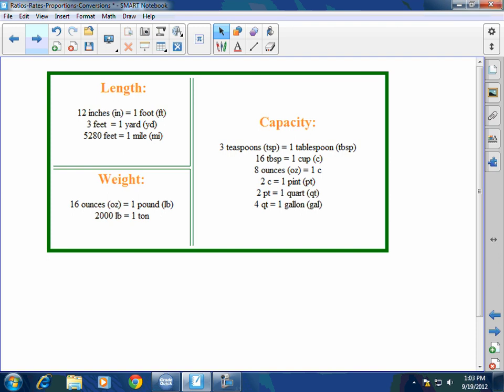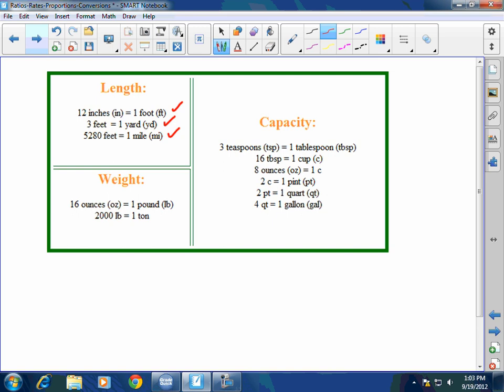We've got the English system of measurements. The English system is different than the metric system. In the English system, we use inches and feet and yards and miles and gallons and all that good stuff. We have to know how to relate them. We have to know the fact ratios. There's 12 inches in a foot. There's 3 feet in a yard. There's 5,280 feet in a mile.